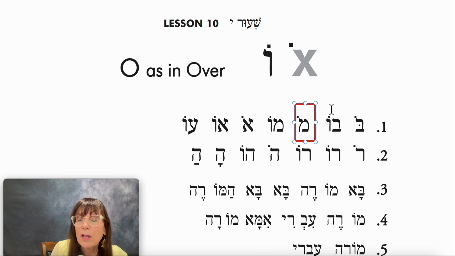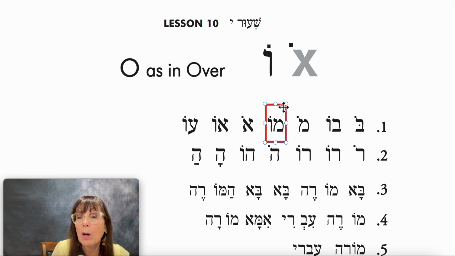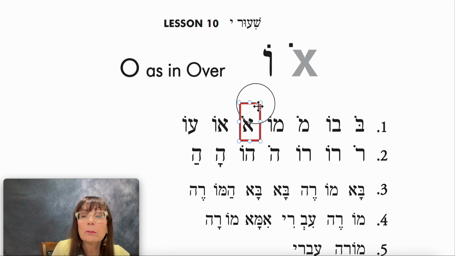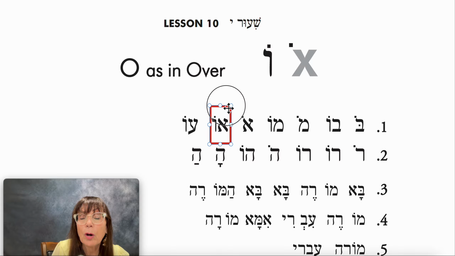Now, do you remember what this letter is? It's equivalent to the English M. M-O. So it's mo, okay? And this is also mo. So that O vowel can take two different forms. And then here we have a silent letter and an O vowel. So it's just O. And here again, silent letter and an O vowel. So that's O. And a silent letter and an O vowel.